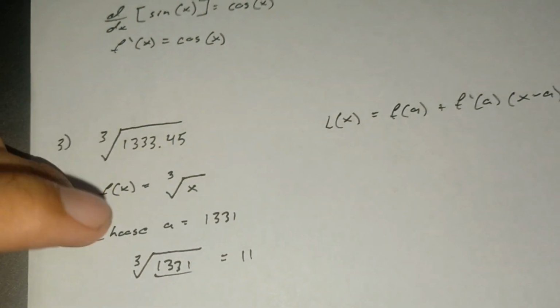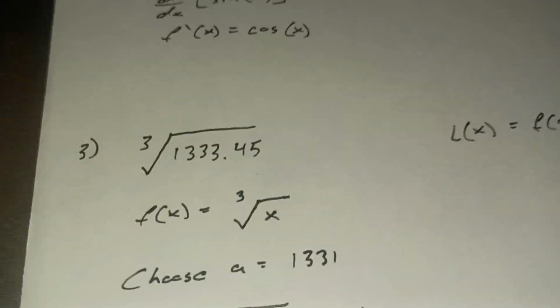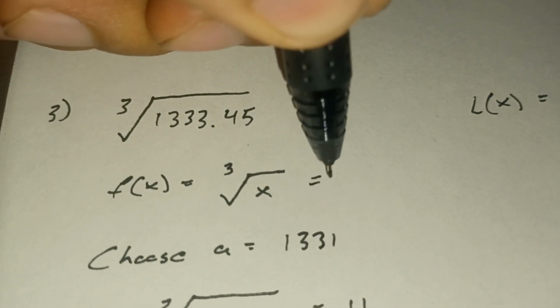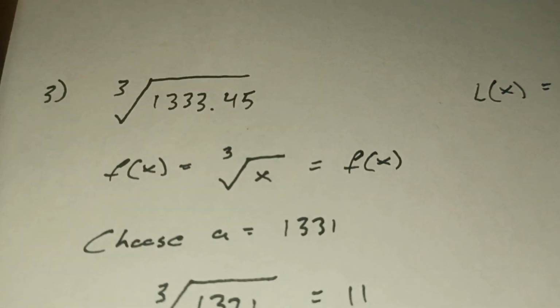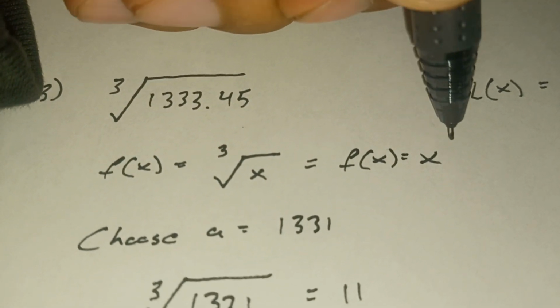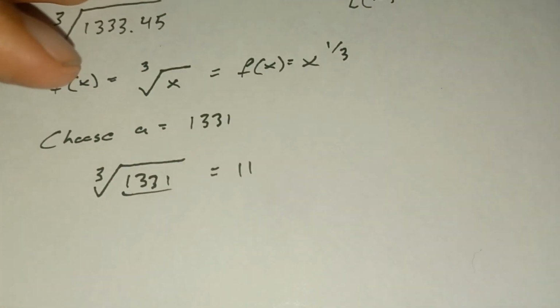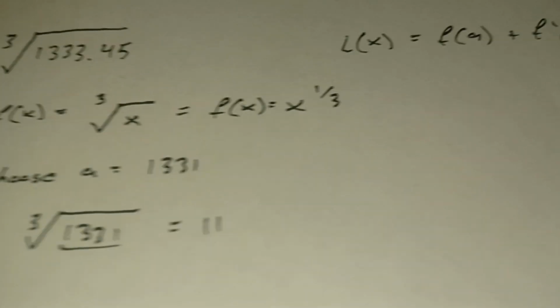Okay, so now that we chose our a to be 1331, and we already defined our f of x. By the way, we can rewrite our f of x as f of x is equal to x to the 1/3 power. Okay, so now let's go ahead and derive our f of x.